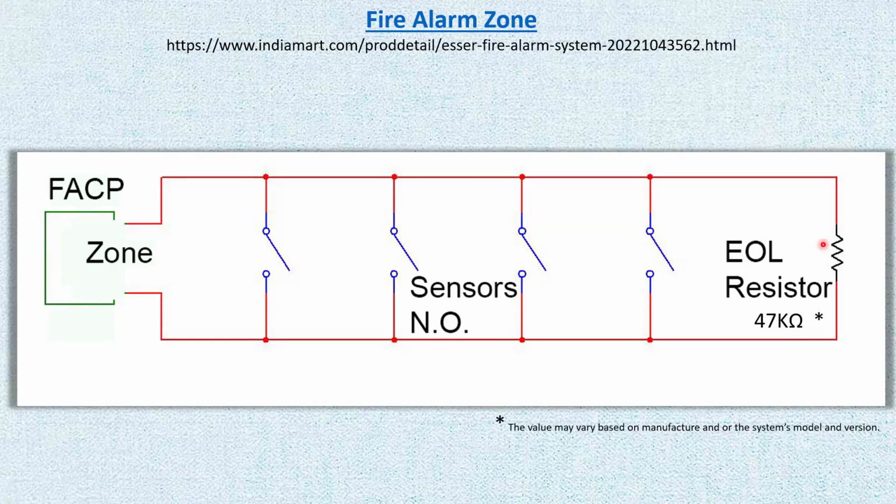So that's why we have the end-of-line resistors. When the end-of-line resistor is installed, the system is going to be at ease because it's going to see the resistance of the end-of-line resistor. And if anywhere before the end-of-line resistor the line gets broken for whatever reason, the system is going to notice that right away. And it's not going to go into the fire alarm condition.